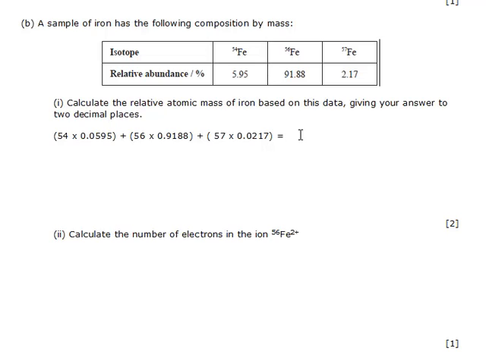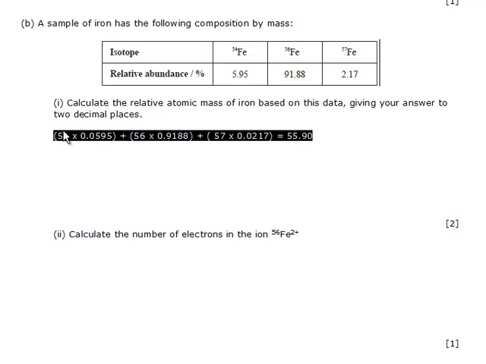Alright, so let's do a calculation. 54 times 0.0595 plus 56 times 0.9188 plus 57 times 0.0217 equals 55.90. 55.90, where 2 decimal places were required. So there's our calculation.